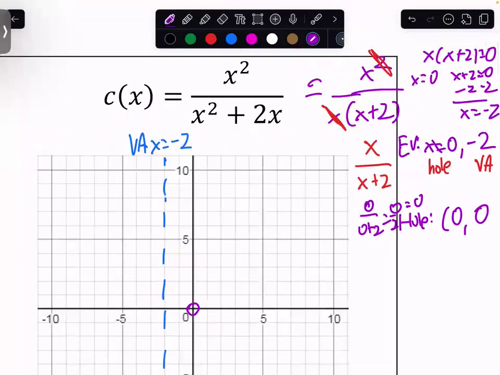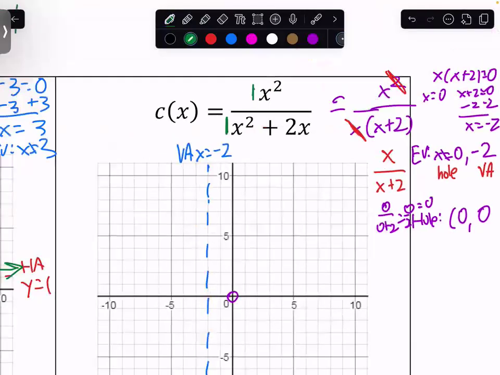Okay, horizontal asymptote. Degrees are tied at 2. Remember, you don't combine these because they don't multiply each other. So when the degrees are tied, you divide the leading coefficients. So 1 divided by 1 is 1. So your horizontal asymptote is y equals 1.